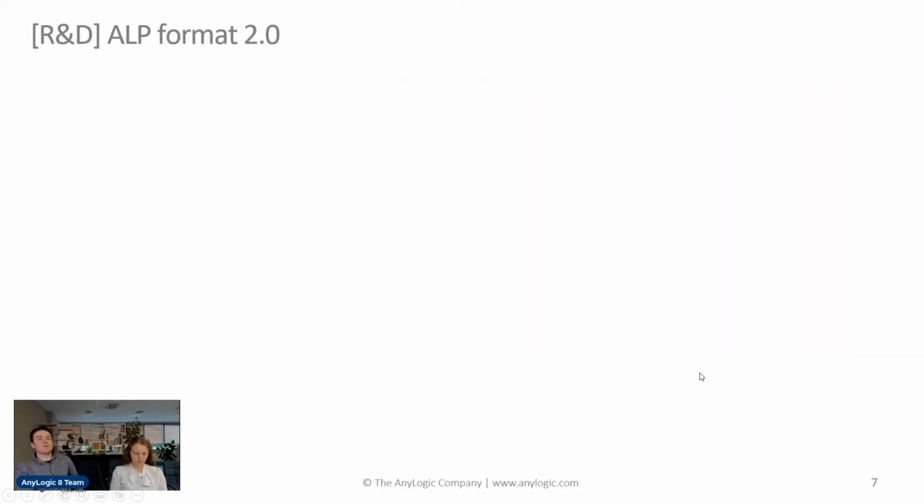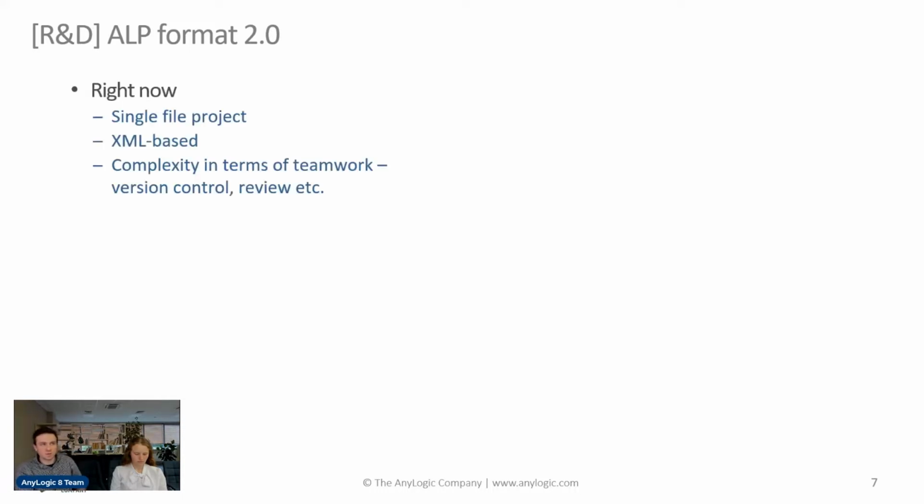Another big thing we are working on right now, as research and development, is updates in the .alp format. If you look into your model folder, you will find only one single file describing your model. It could be a rather big file, depending on the size of your model, but I suppose only simple models have small .alp files. It is based on XML format.